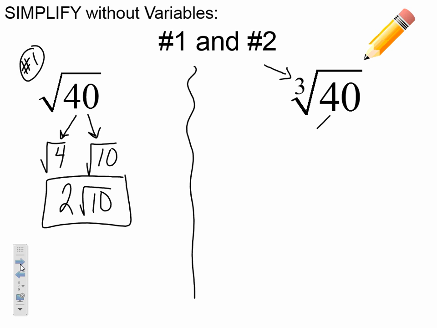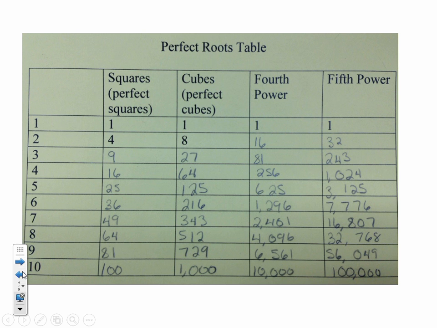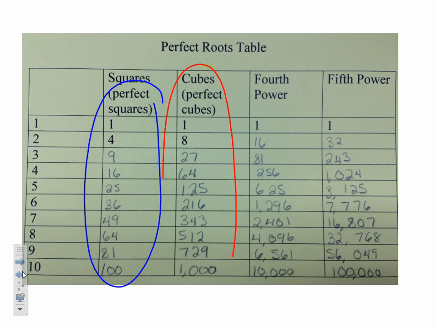We simplify using the same process. I break it apart, but not into square roots, into little cube roots. With that in mind, I don't want to use my perfect square list to break it apart. These numbers are not helpful to me. What's now helpful to me are these numbers because I'm talking about a cube root. These are for square roots. Cube roots are the ones I'm going to use.